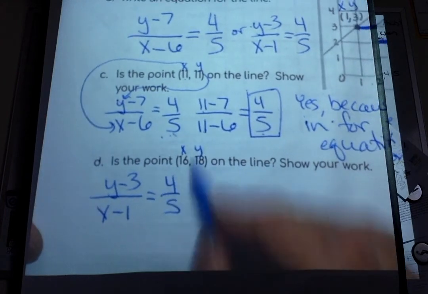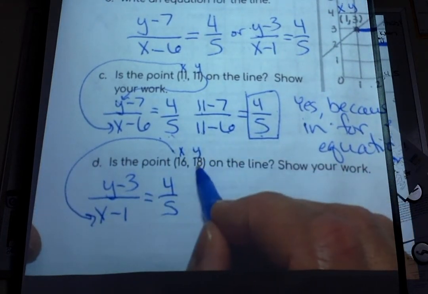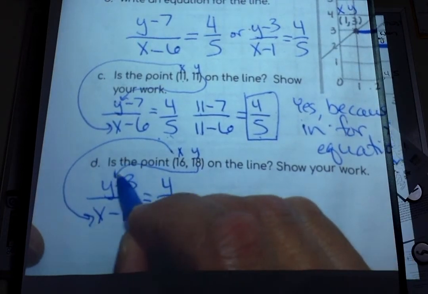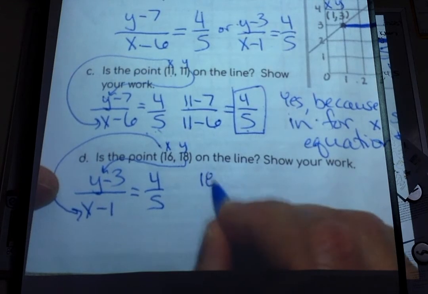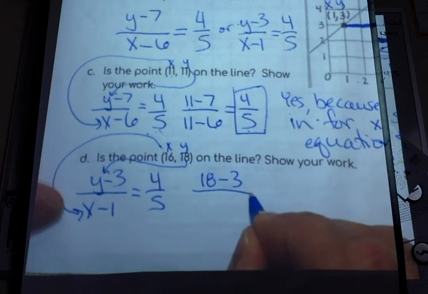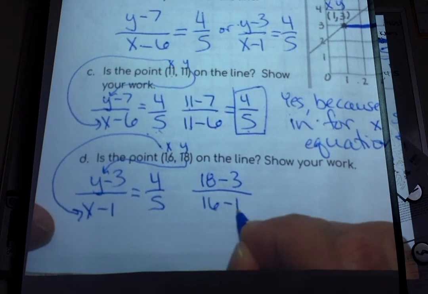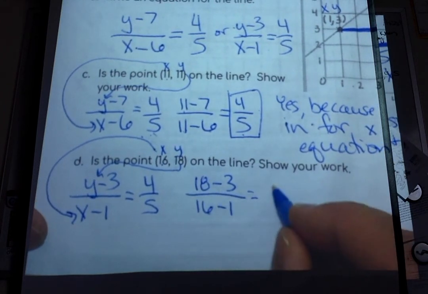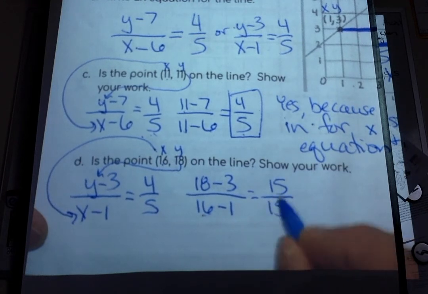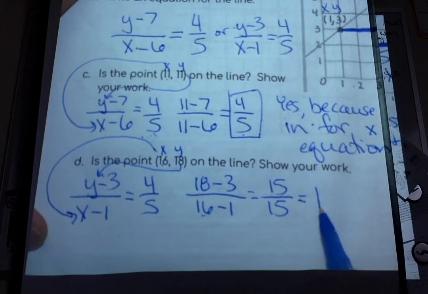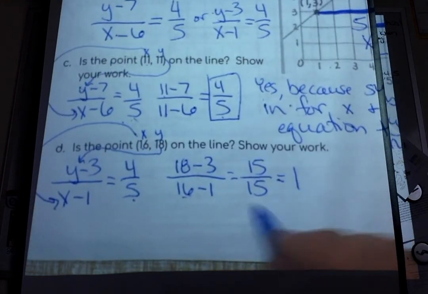We're going to test our x. We're going to put where our x is. We're going to substitute it in, and our 18 is going to go for our y. So in this case, it's going to be 18 minus 3 over 16 minus 1. 18 minus 3 is 15. 16 minus 1 is 15. 15 over 15 is 1. Does 1 equal 4 over 5? No, it does not.